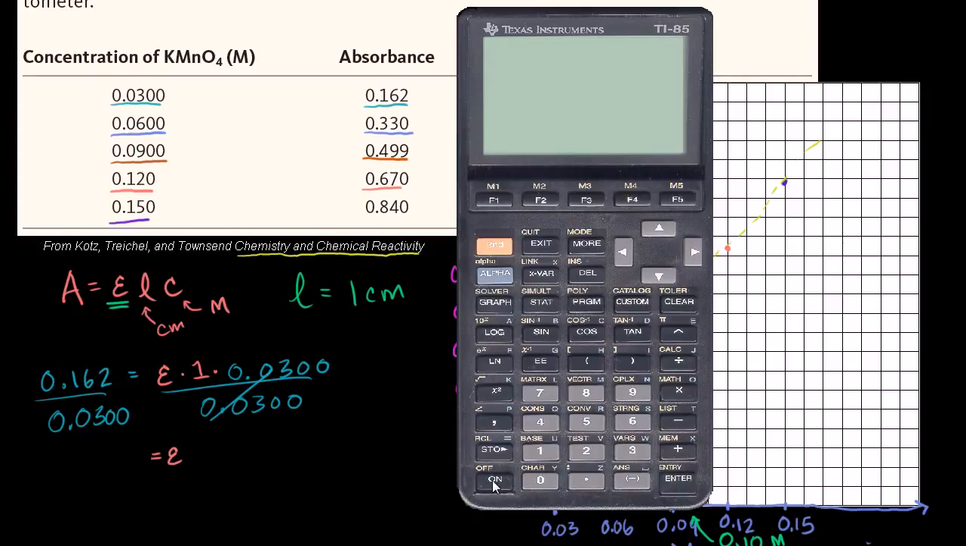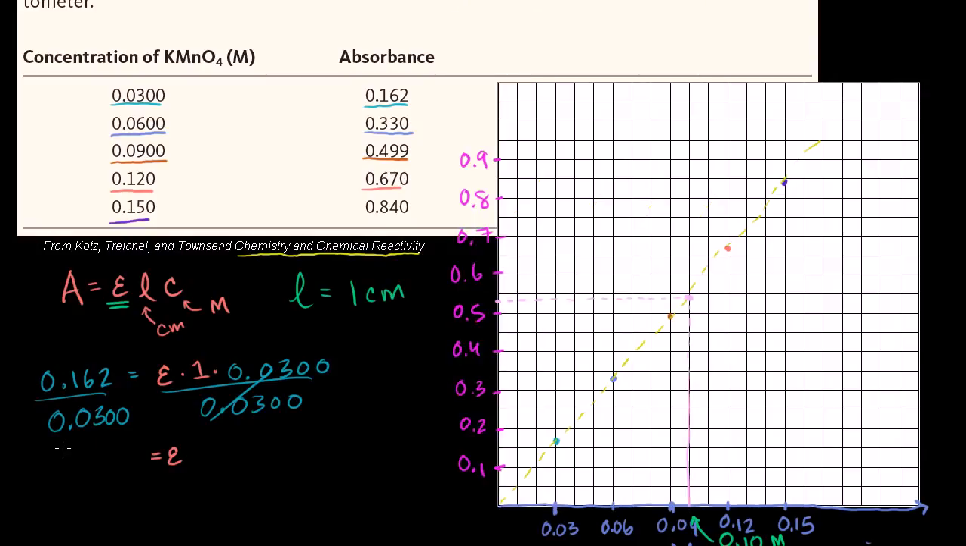I'll take out my calculator. 0.162 divided by 0.03 is equal to 5.4. And actually, we have more significant digits, so we could really say it's 5.40, since we have at least three significant digits in both situations. So 5.40 is our proportionality constant. We'd actually divide by 1 in both cases, but we just want the number here. If we wanted the units, you'd want to divide by that 1 centimeter as well.